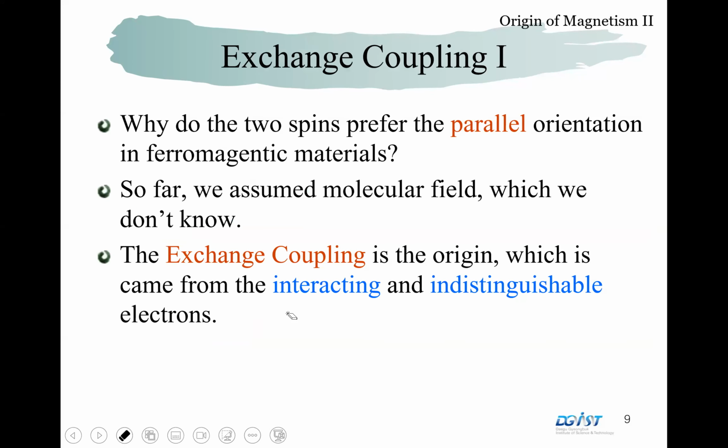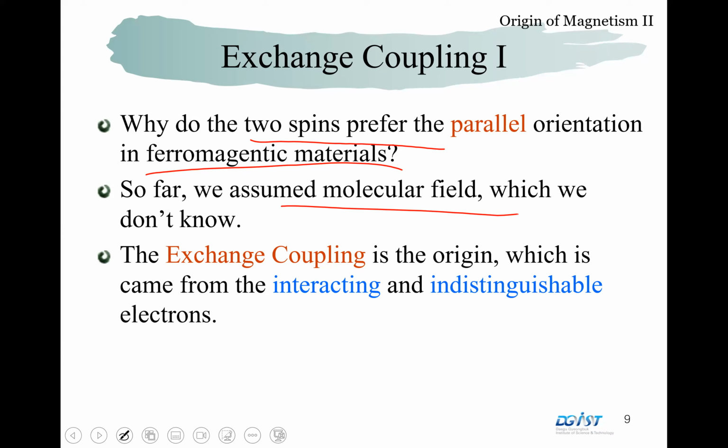Now, I would like to explain the physical origin of such interaction. Why do two spins prefer the parallel orientation in a ferromagnetic material? That's the significant fingerprint of ferromagnetism. Ferromagnetism means spins aligned together over a certain distance. So far, we assumed a so-called molecular field without any reason. I just said, okay, there is something, so believe it. Now, I'm going to explain why such interaction exists.